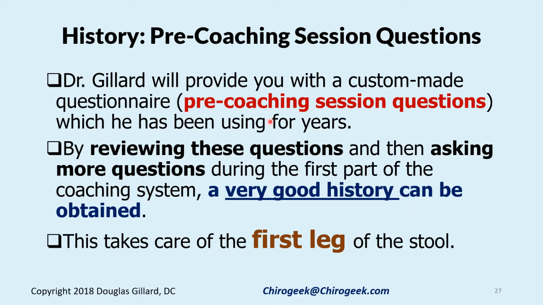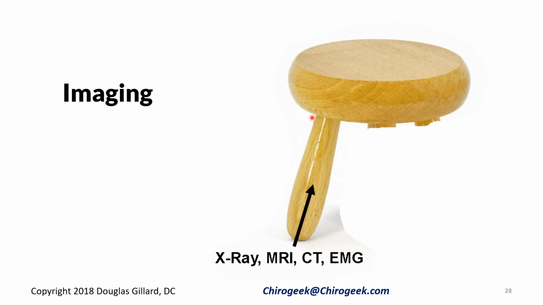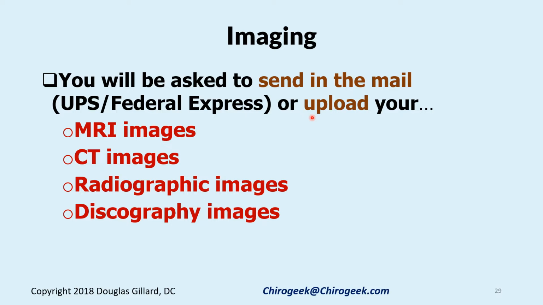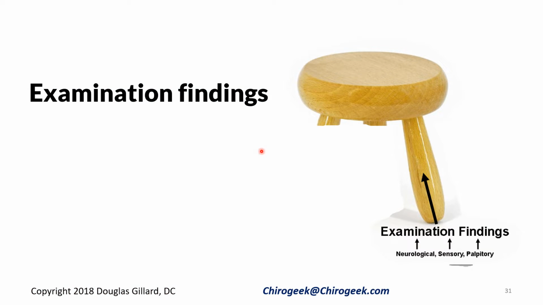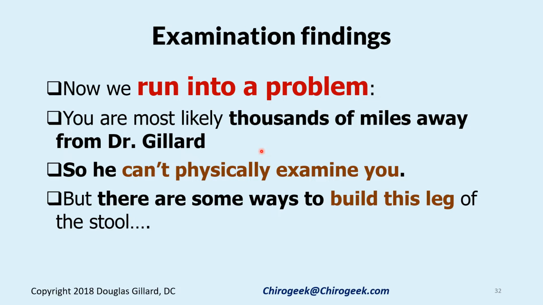So I've already said this. I send you pre-coaching session questions. You have to answer. That gives me one leg. I've got to get your imaging. That gives me a second leg. You can also watch this video on how to upload your MRI. So that gives me the second leg and the third leg. Now this is where things get a little difficult, because I'm not there.